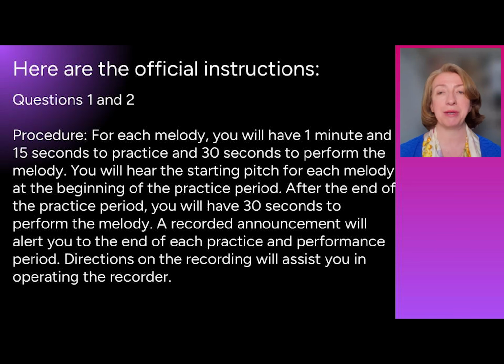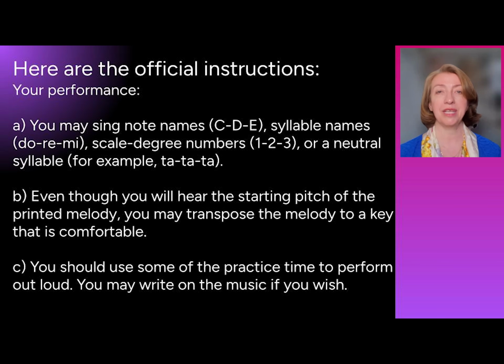After the end of the practice period, you will have 30 seconds to perform the melody. A recorded announcement will alert you to the end of each practice and performance period. Directions on the recording will assist you in operating the recorder. Your performance. You may sing note names, C, D, E, syllable names, do, re, mi, scale degree numbers, 1, 2, 3, or a neutral syllable, for example, ta, ta, ta.